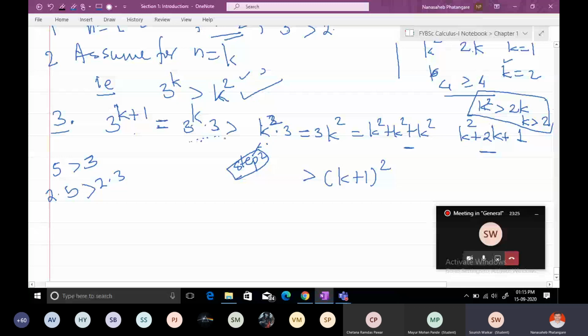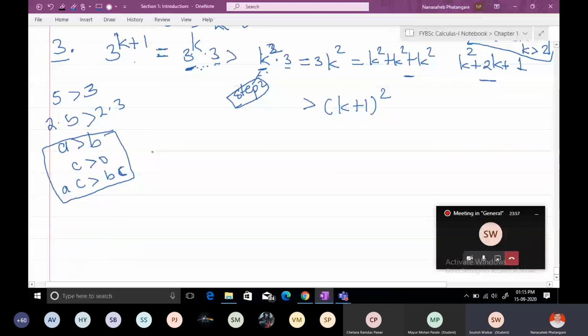But then why was k square on the right-hand side of the inequality multiplied by 3? 3 raised to k is bigger than k square, and the 3 stays as it is. See, if a is greater than b and c is a positive number, then ac is greater than bc. This is true for any numbers. Remember, this is something general. That is what I am using here.